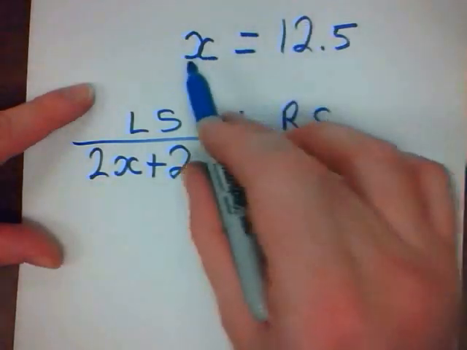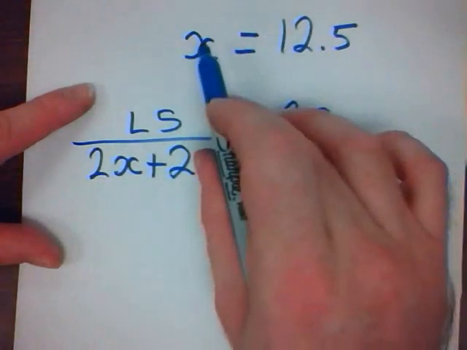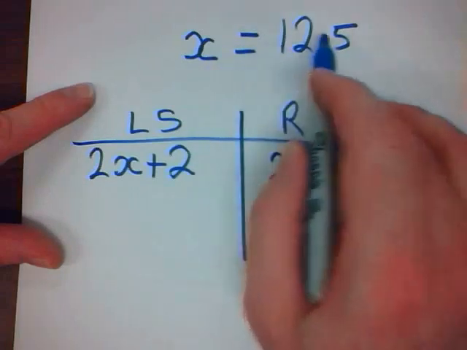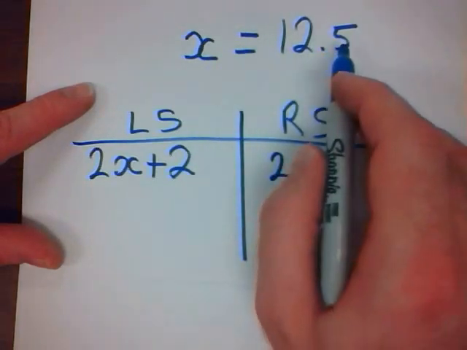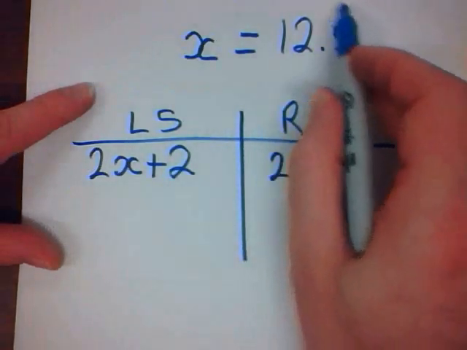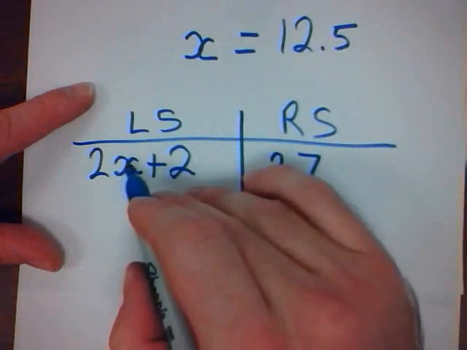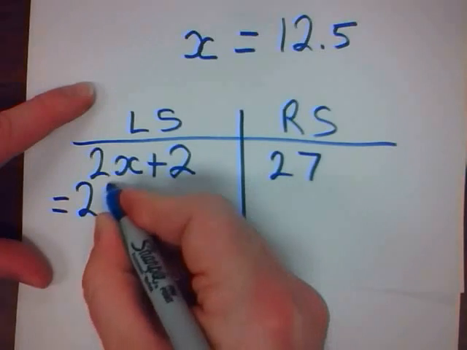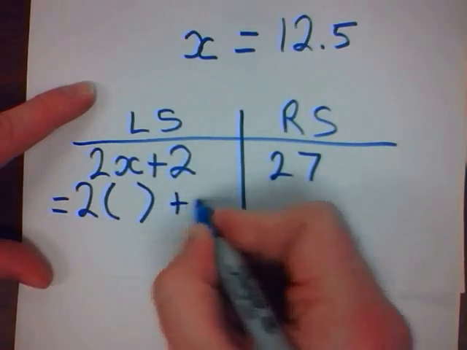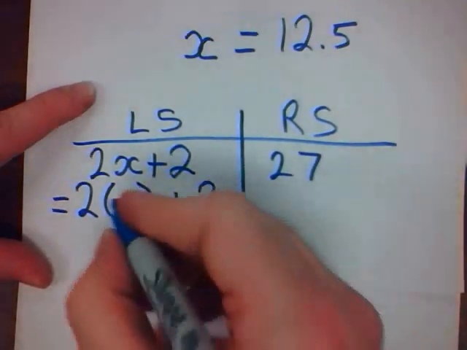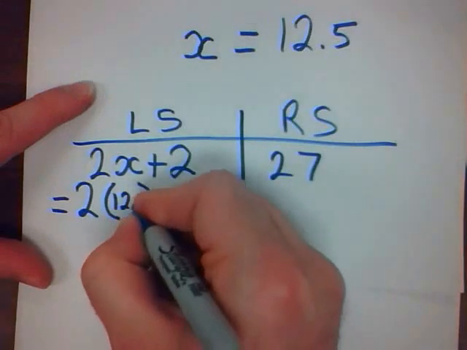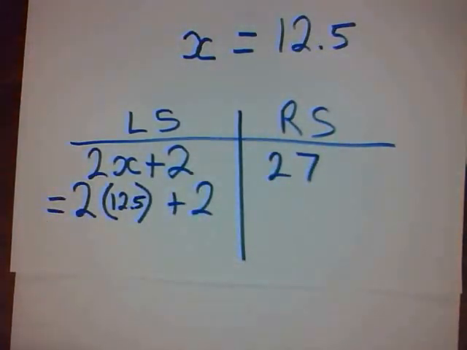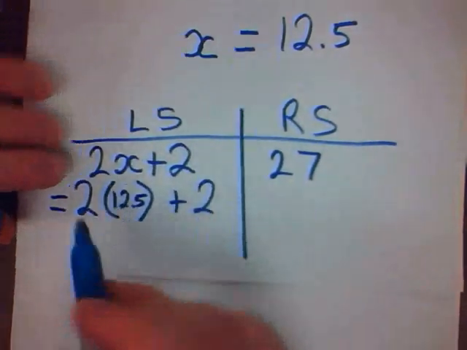Now, I'm going to take what I think the answer is. After all my work, I think that x is equal to 12.5. And I'm going to test it and see if it works. I'm going to take 12.5 and put it in place of the x. Now, these are skills that we learned a little bit earlier. I'm going to replace the x with 12.5. Now, see how the x has become 12.5?